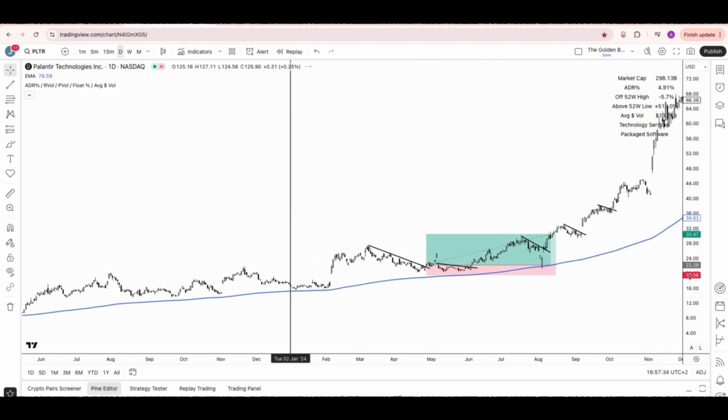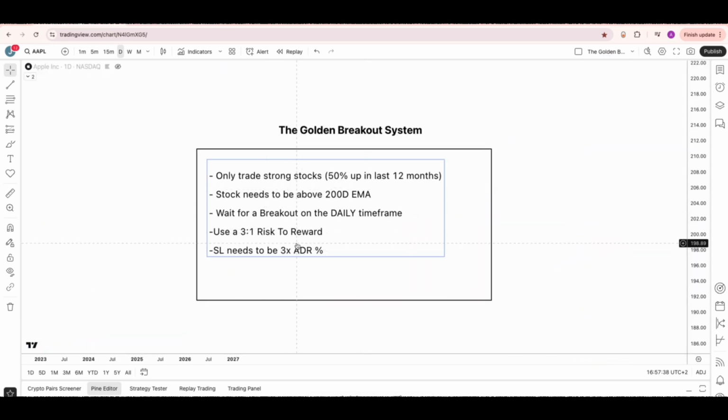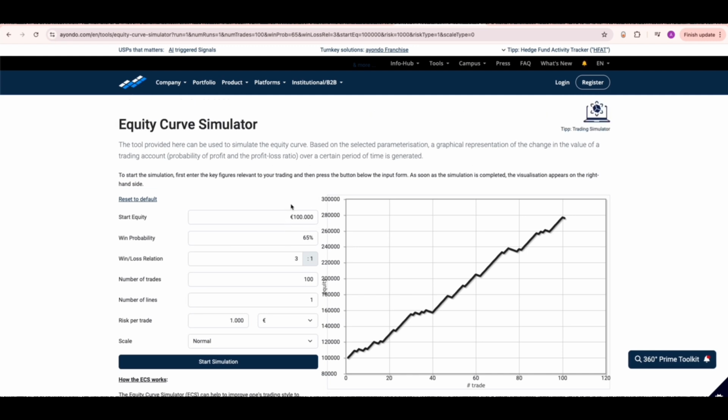When you find a stock that meets all of those criteria, that's basically it. You have your ticket. If you follow all of those rules, have good risk management, do everything correctly, it's very unlikely that you will lose money, because going back to the equity curve simulator, this strategy has an edge. If you remember this, when you have a 65% win rate, a 3-to-1 risk to reward ratio, this is what your equity curve should look like.